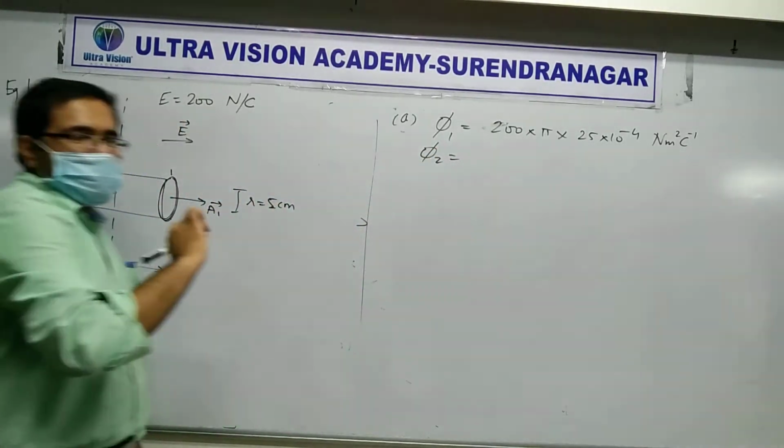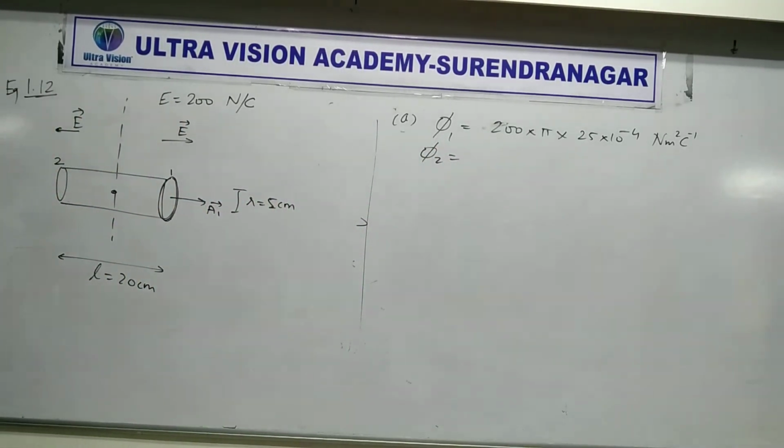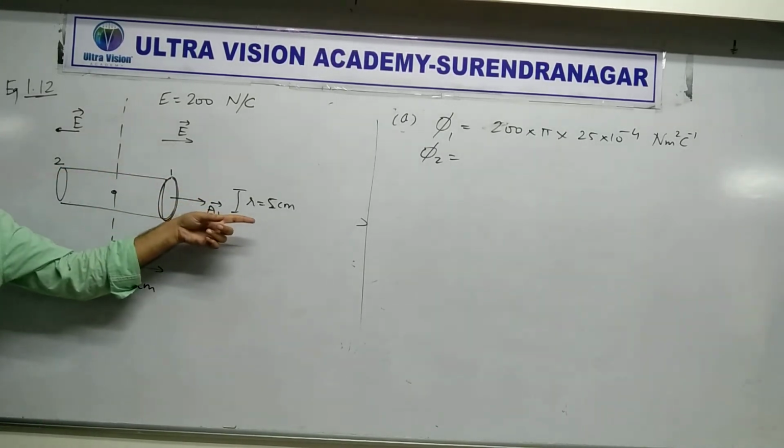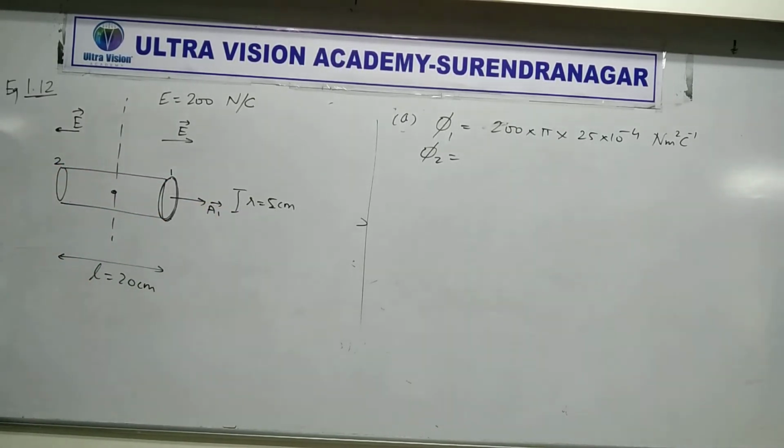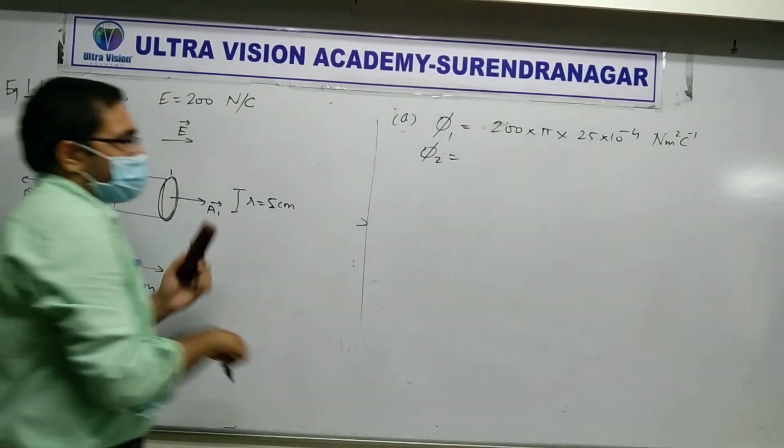Does the sign change here? Wouldn't the sign be opposite, because for surface 2 the area vector is towards the left side, and the electric field is also towards the left side. Did everyone get it? Again, a simple idea: outward flux is always positive. Got it? Fine. Part two.